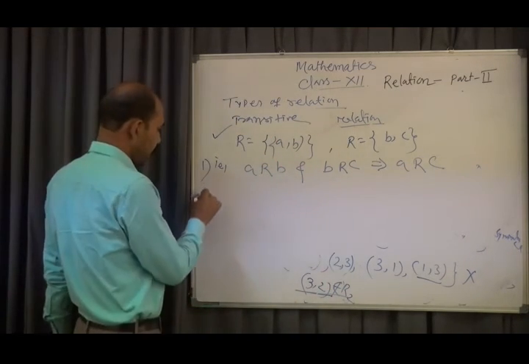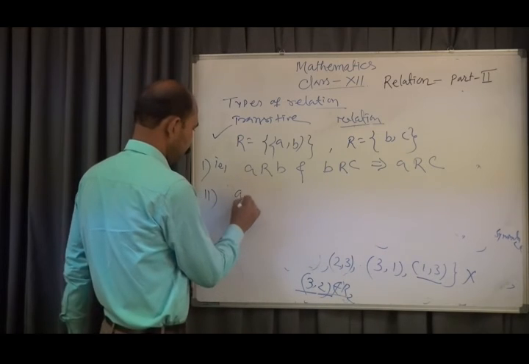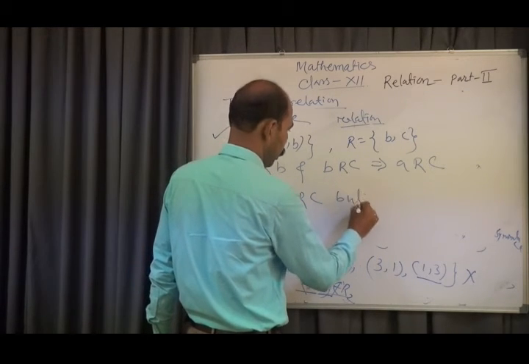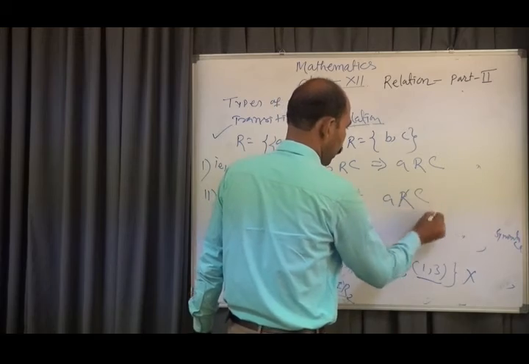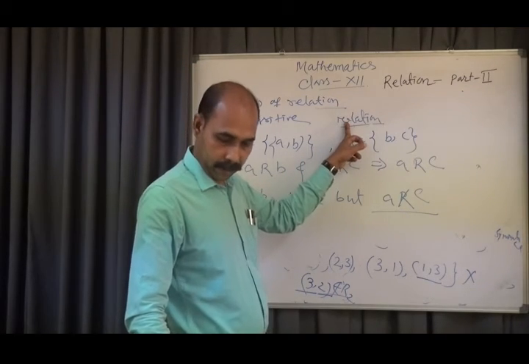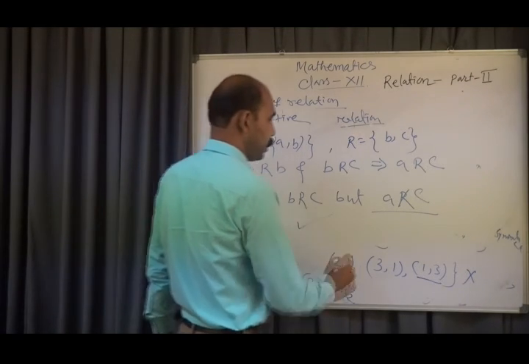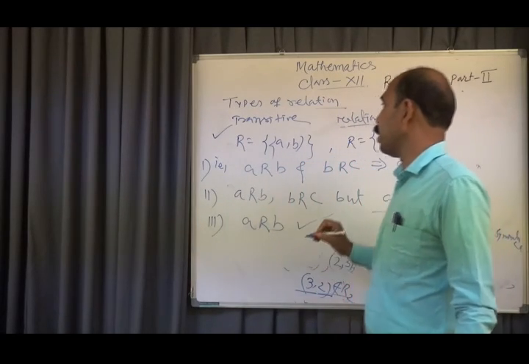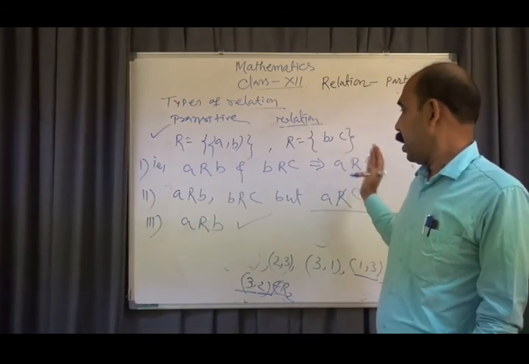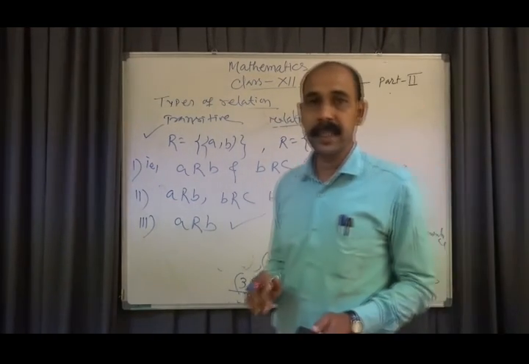Second one, if the relation is given, say R equals (A, B), that is A R B given, and B R C given, but A R C is not given, that is A is not related to C, then it is not a transitive relation. And third one, if A R B only is given, it is transitive. So this is the definition of transitive relation. If A related to B and B related to C, then A related to C. And if only A related to B is given, this is also a transitive relation.